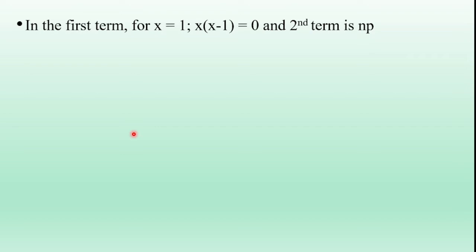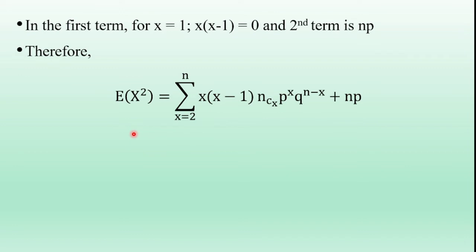And the second term is the mean value of the random variable. So substituting x is equal to 1 in the first term, the first term is 0, and the remaining values of x in the first term are x is equal to 2 to n. Therefore, expectation of x square is equal to sigma x is equal to 2 to n, x into x minus 1 into nCx p power x q power n minus x, plus the second term, which is the mean value of the binomial random variable. That value is n into p.